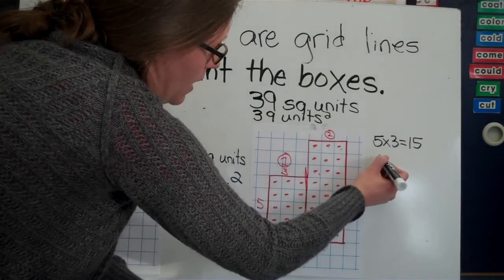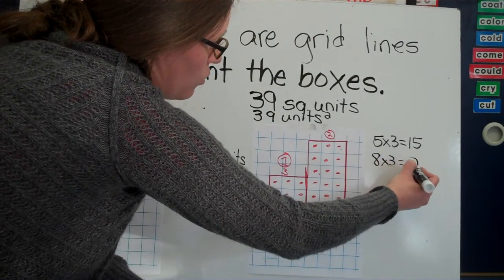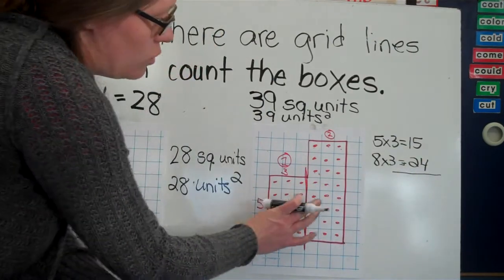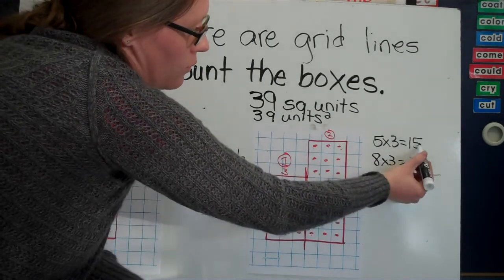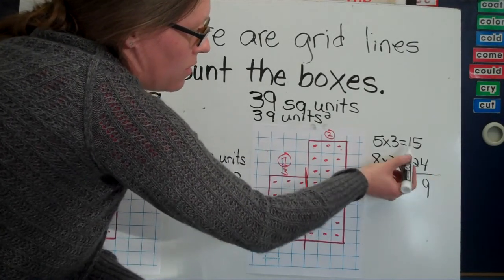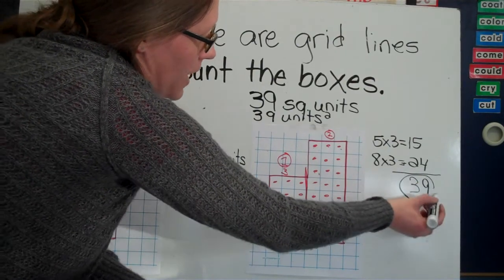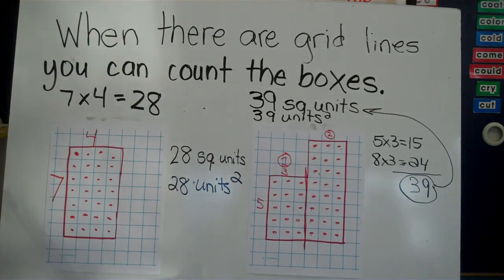So I have 8 times 3, which is 24. If I add the two areas, I would get the total area. So 5 plus 4 is 9. 1 plus 2 is 3. So that's how I got my 39 square units.